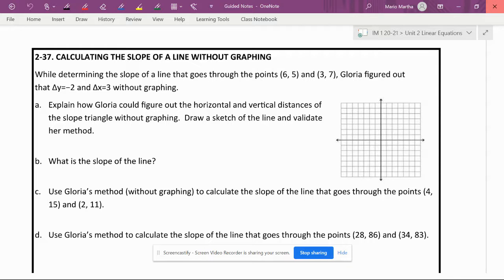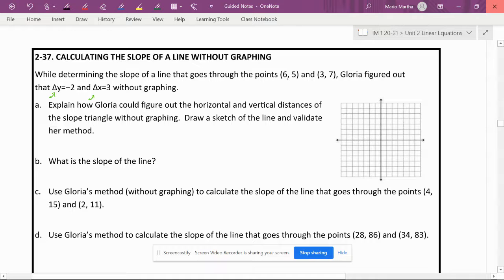So while determining the slope of a line that goes through the points (6, 5) and (3, 7), Gloria figured out that delta y is equal to -2 and delta x is equal to 3 without graphing. So remember, delta y is our change in y and delta x is our change in x, right? So explain how Gloria can figure out the horizontal and vertical distances of the slope triangle without graphing, and then draw a sketch of the line and validate her method.